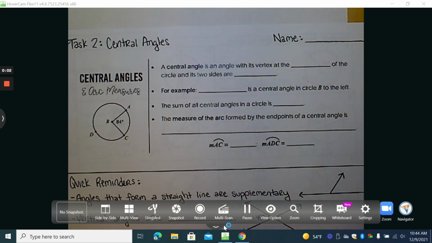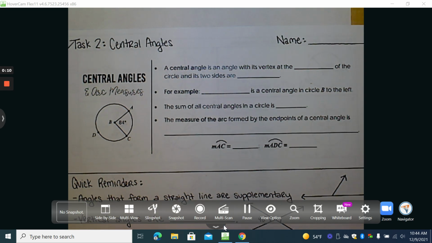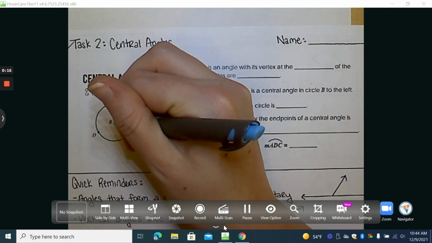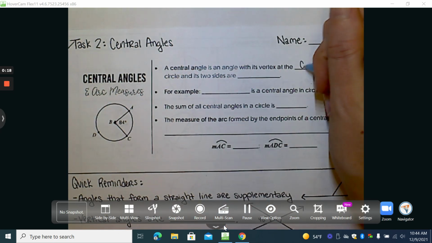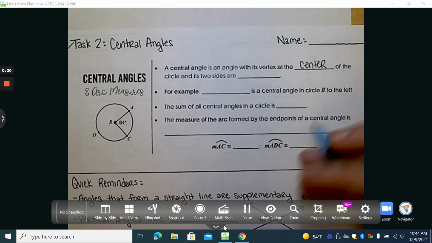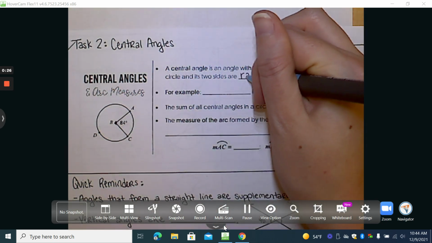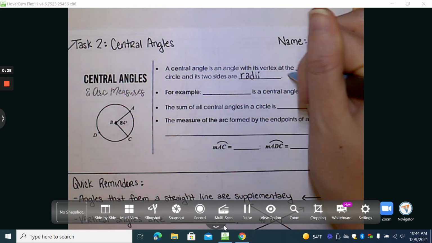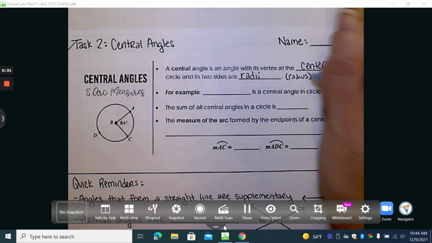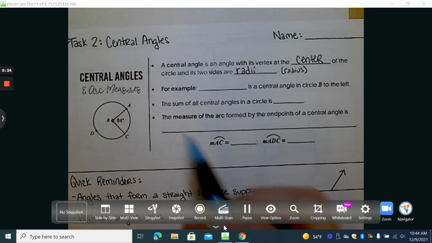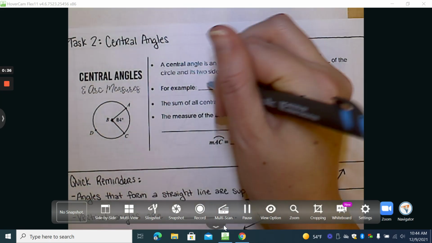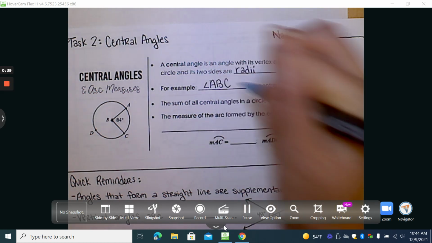All right, welcome to our first video for this unit, Task 2, Central Angles. A couple little definitions to start off with. A central angle is essentially any angle inside my circle where the vertex, this point right here, is at the center of the circle. And its two sides are made up of radii, two radiuses. It's really just radius, plural. And so, for example, this angle right here, angle ABC, is a central angle.